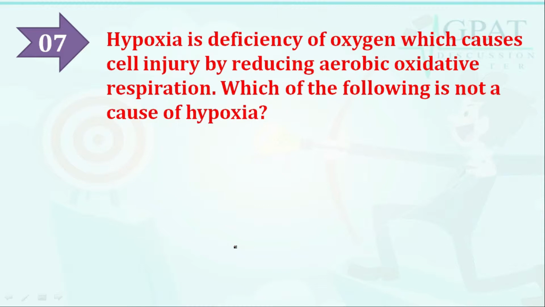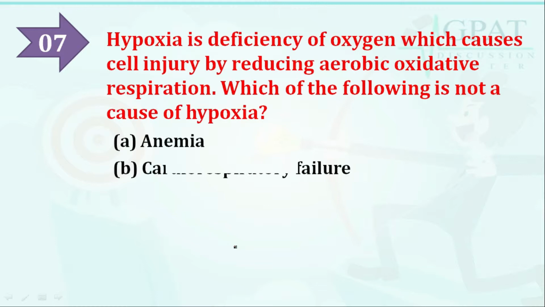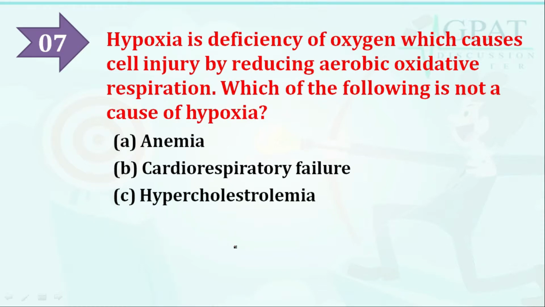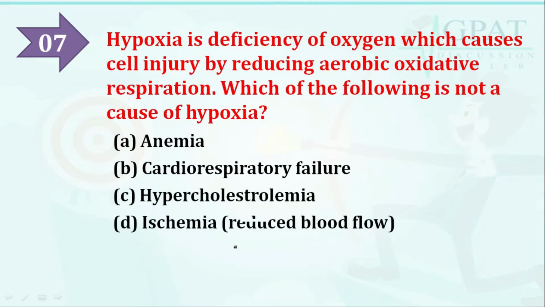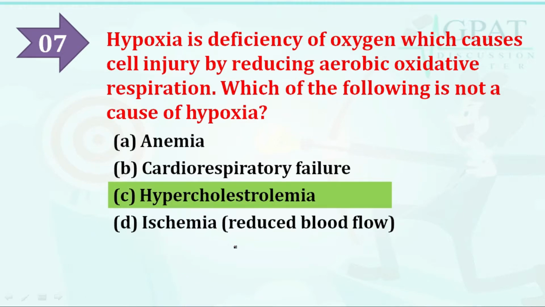Hypoxia is deficiency of oxygen which causes cell injury by reducing aerobic oxidative respiration. Which of the following is not a cause of hypoxia? The options are: option A, anemia; option B, cardiorespiratory failure; option C, hypercholesterolemia; option D, ischemia, that is reduced blood flow. So which is the correct answer? The correct answer is hypercholesterolemia. It is not a cause of hypoxia.